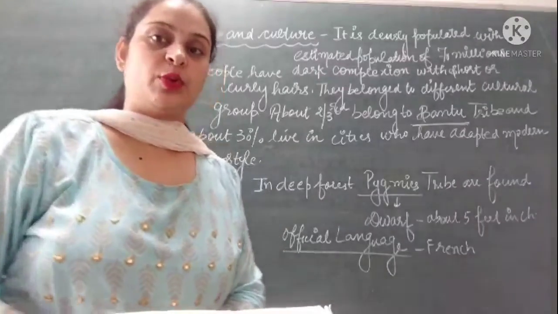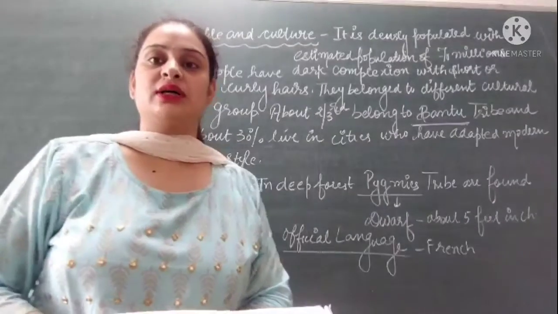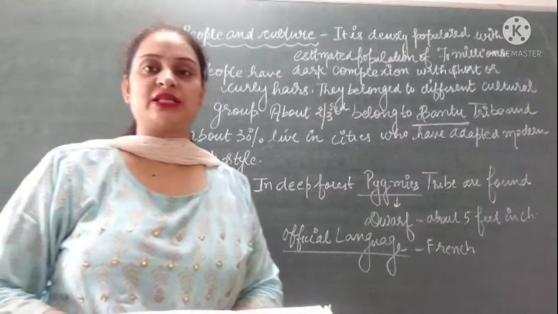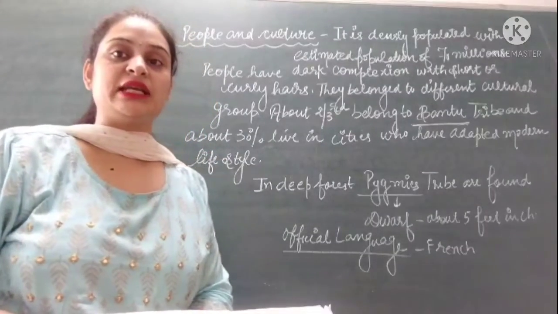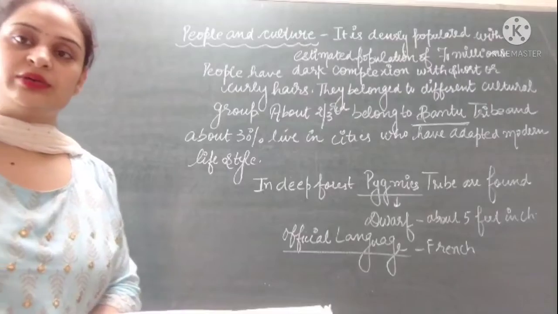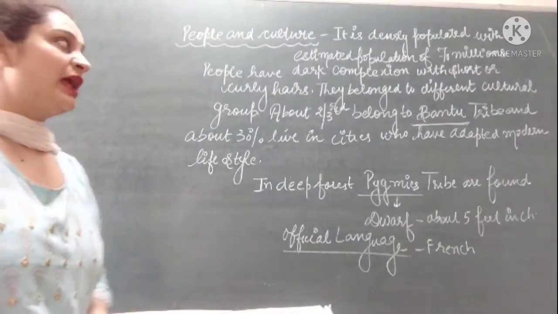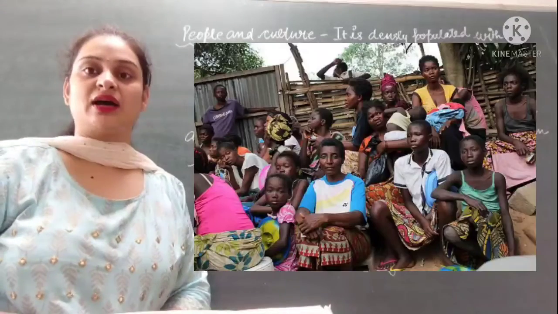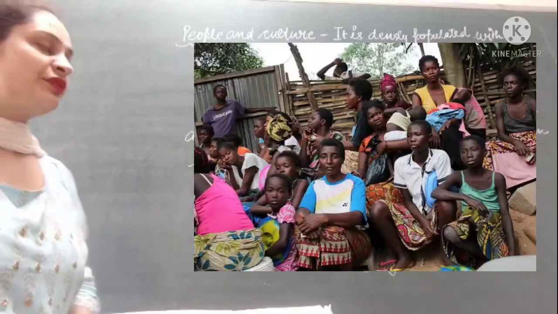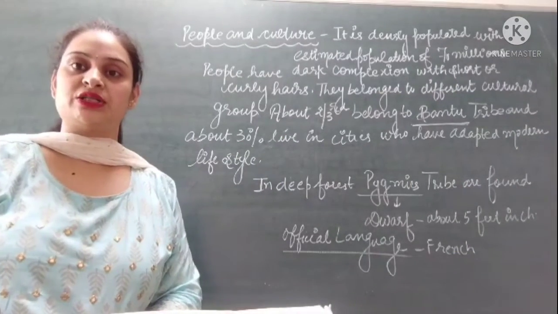The first one is people and culture. The DRC is a very populated region with an estimated 70 million people living here. The people here in DRC have dark complexion with curly and small hair. They belong to different cultural groups.